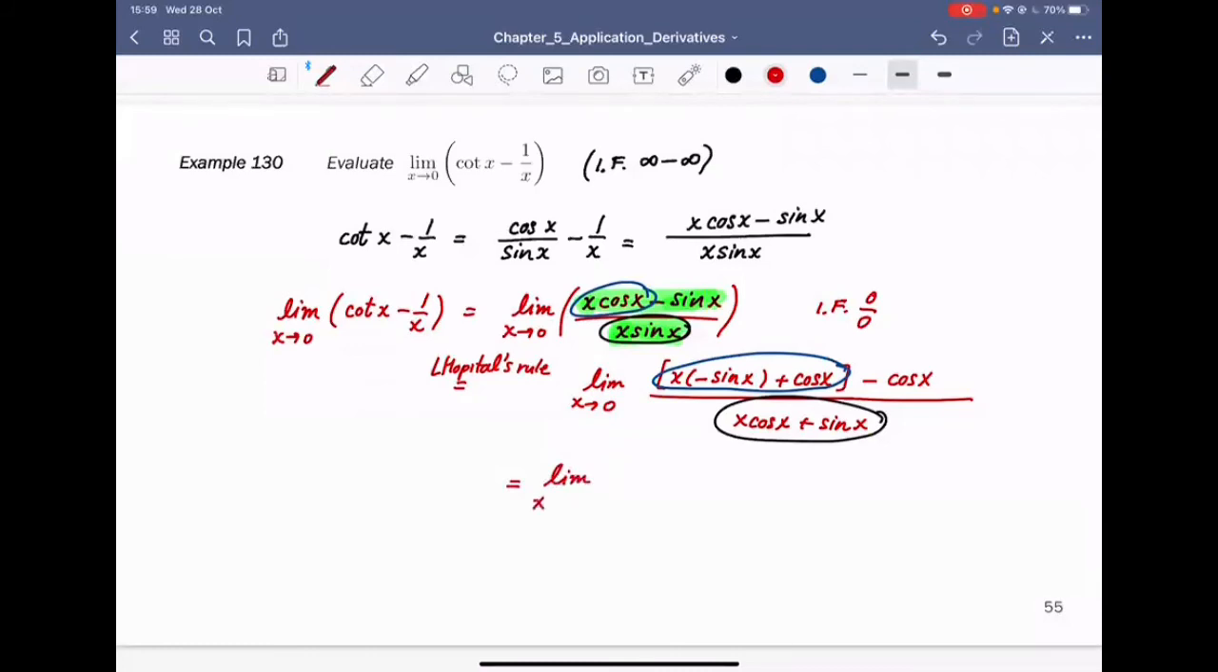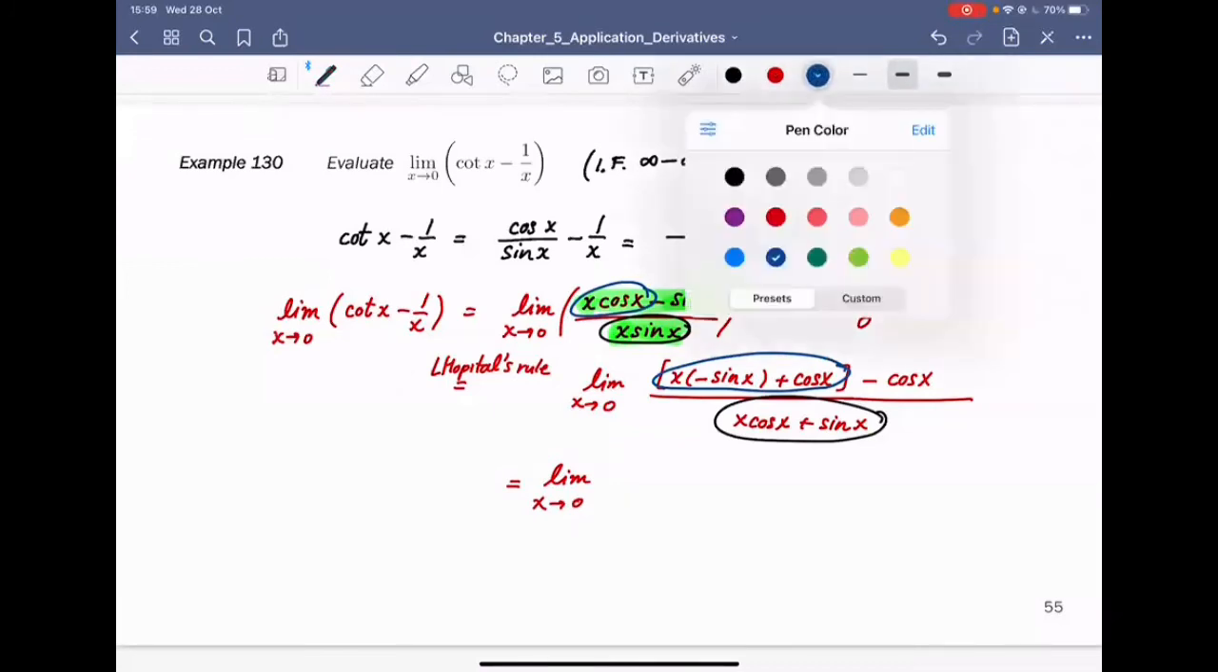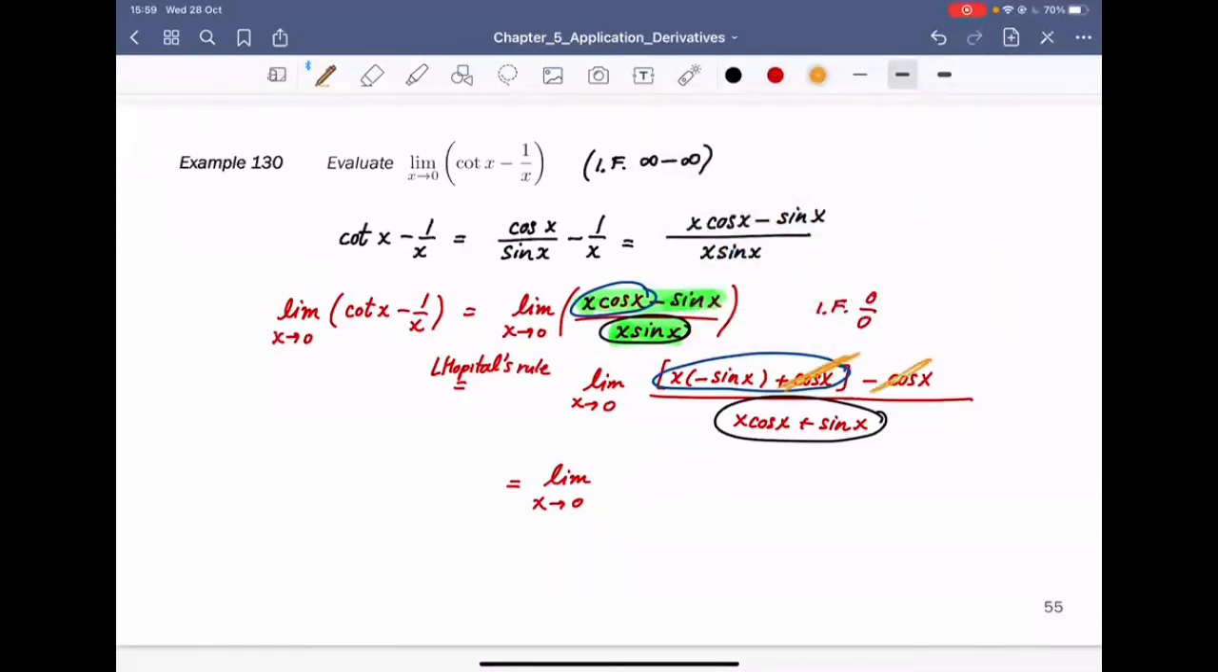Now it's time to simplify it, because you can see that what is good here is the cosine x term that I have here is going to cancel with the negative cosine x here. So I actually have negative x sine x on the top, and I only have x cosine x plus sine x in the bottom. It is still an indeterminate form 0 over 0, but we're going to differentiate one more time, because we hope that something is going to cancel again. All right, differentiate one more time.